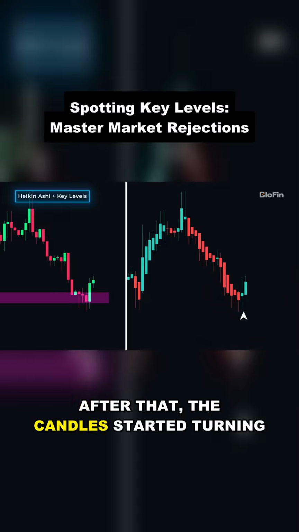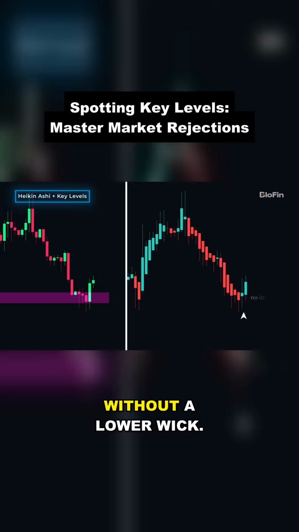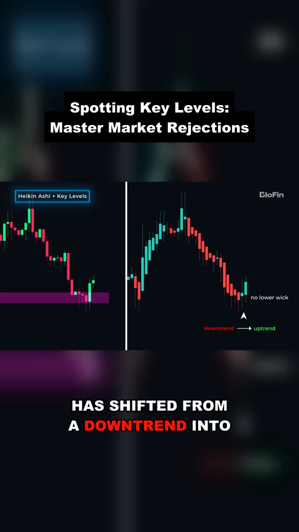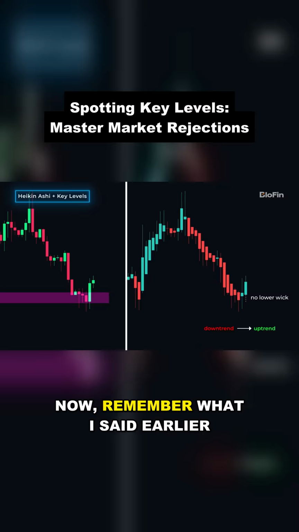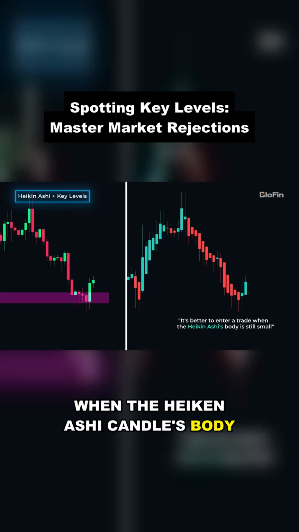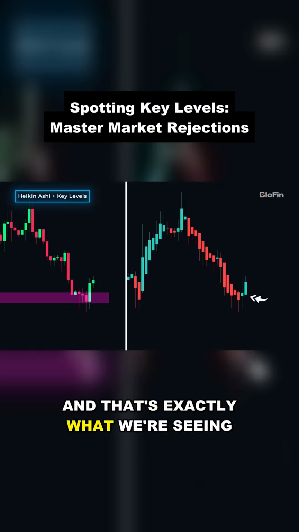This shows that the downward momentum is getting weaker. After that, the candles started turning green, and we can see one without a lower wick. This further confirms that the momentum has shifted from a downtrend into an uptrend. Now, remember what I said earlier in the video. It's better to enter a trade when the Heikin Ashi candle's body is still small, because it shows that the trend is still early. And that's exactly what we're seeing here.